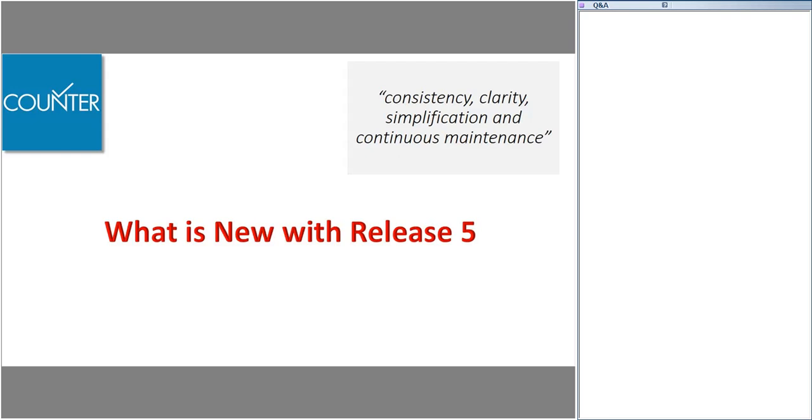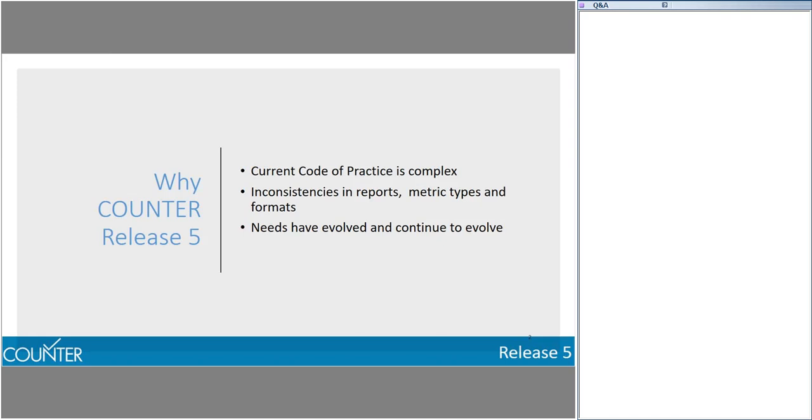So, Release 5. I'm just going to give you a brief introduction before handing over to Oliver, who will tell you all about the detail. One of the things that quite a few people have asked us is why do we need a new release? We ran a survey back in 2015, and we asked people what they thought of Release 4 and what we needed to do really to improve and meet the priorities. And I think the feedback we had, both from librarians and from publishers and vendors, were very clear and very consistent. They told us that the current code of practice is too complex, that there were inconsistencies in the reports, in the metric types, and in the formats. So they wanted to see a greater simplicity and a greater consistency.